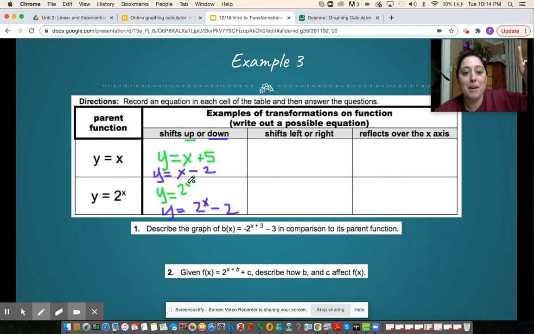So I, again, have my parent function, and I'm going to add, right? So in both of these cases, the plus 5 moves that function up. The minus 2 moves it down 2 units.